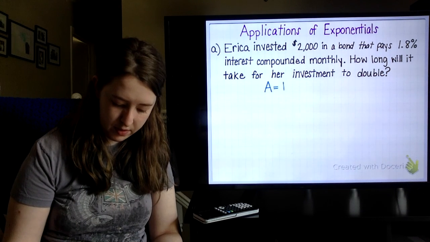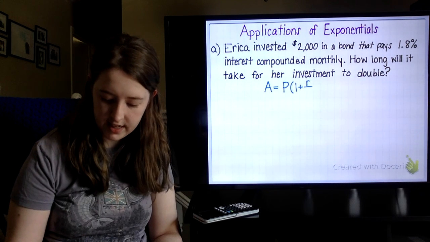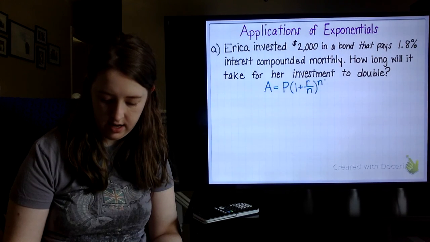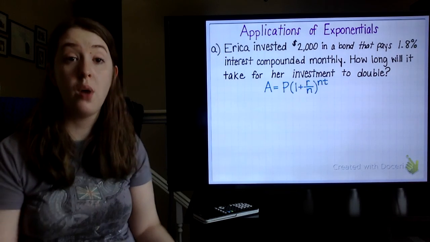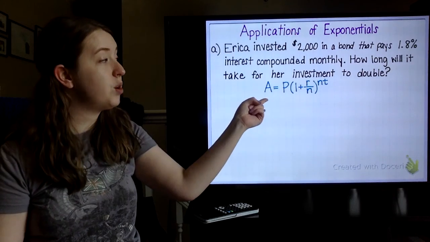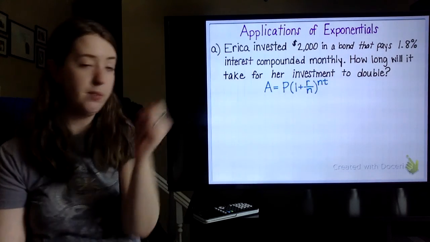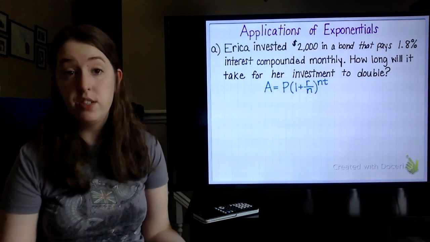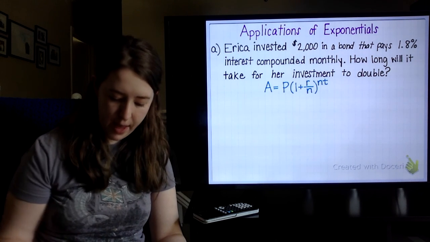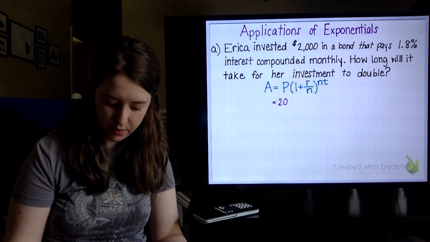A equals P times (1 plus r as a decimal over n) to the nt power. Okay, so we can plug in what we know from the problem into this equation, and since we're trying to figure out how long it will take, we're going to solve for t. She invested $2,000, so that means $2,000 is your principal.